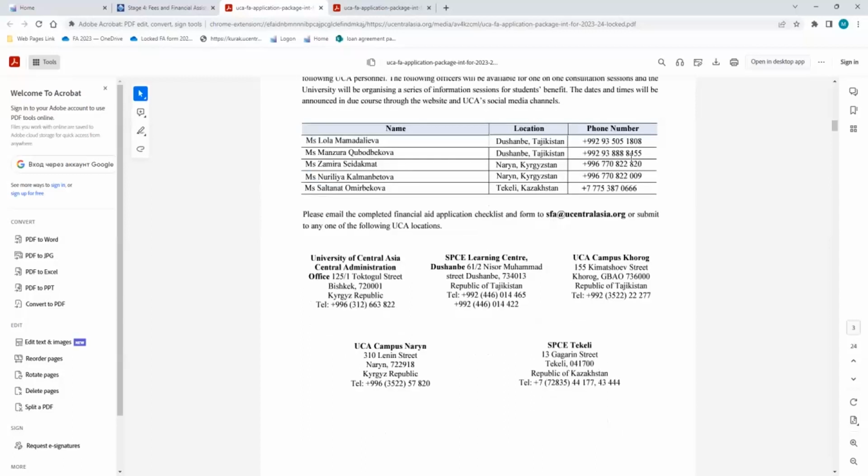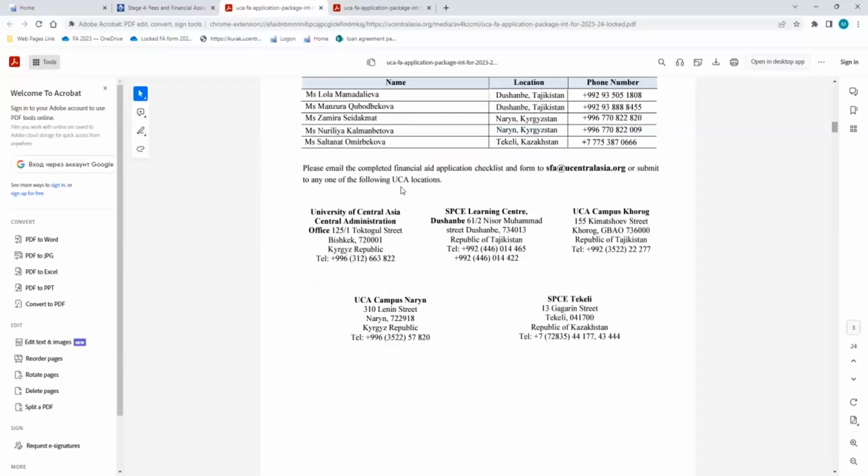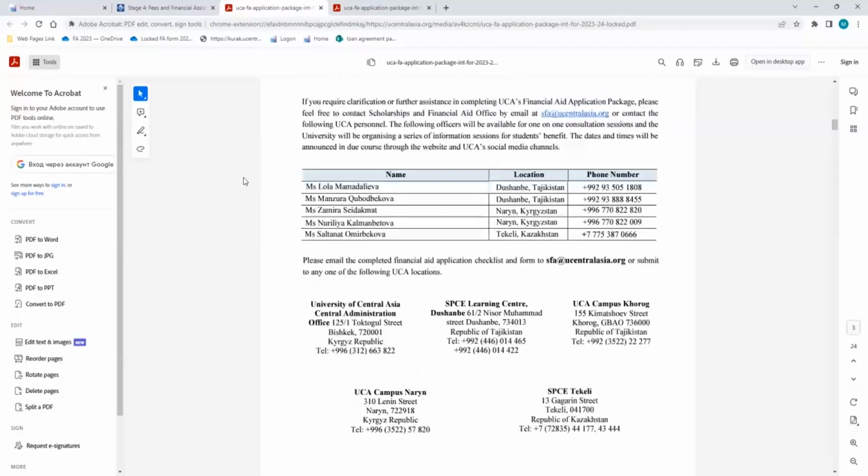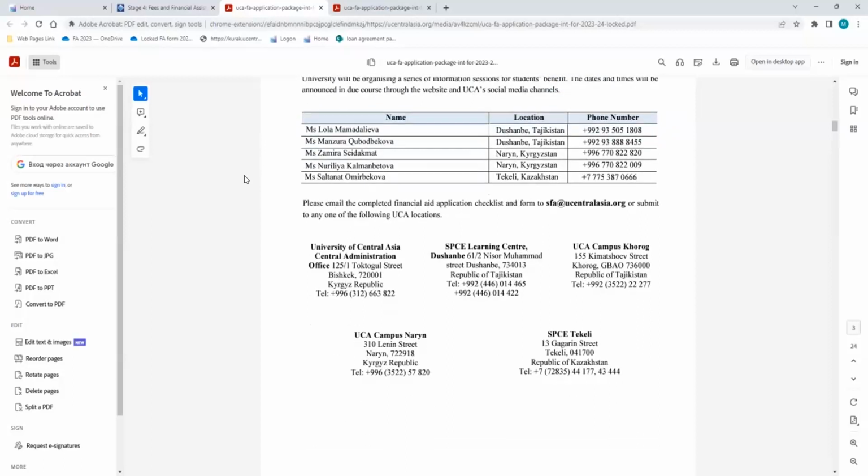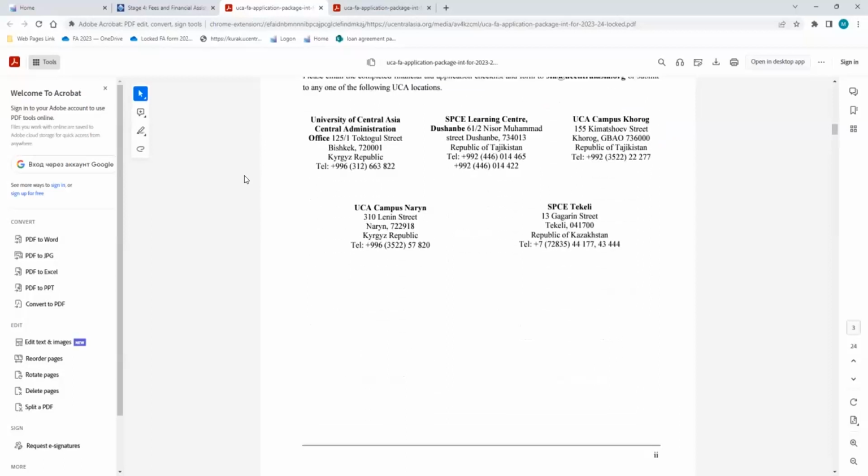It doesn't matter whether they are staying in Dushanbe, Naryn, or Tekeli. If you're from Afghanistan, Pakistan, Georgia, United States, you can contact them. Just pick one number and start reaching them. You can also contact them via WhatsApp, as I already said.